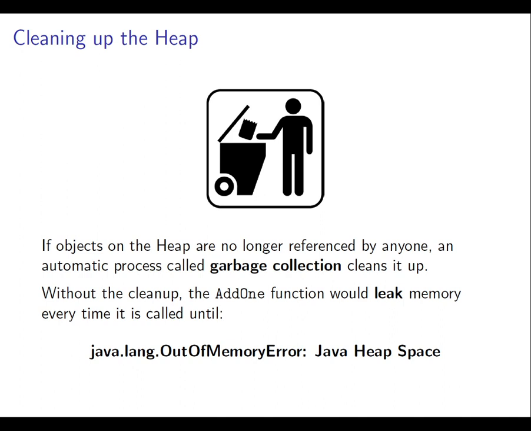Well, it needs to get cleaned up, and this is called garbage collection. So if you end up with an object on the heap that is no longer referenced by anyone, anywhere in the code, at that point the Java Virtual Machine's garbage collection takes place and reclaims that memory for future use by the program. And that's really important, because if it didn't do that, then the add1 function would leak memory every time it's called, until eventually we would actually run out of heap space.